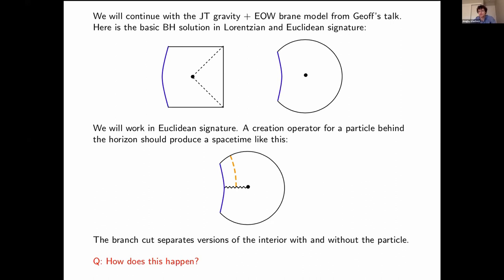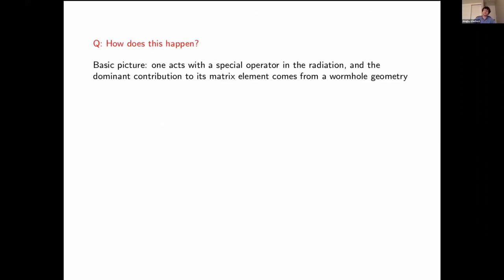I should warn you that I feel like our understanding of this is not optimal, but I'm going to tell you what we know, what we think we know, and maybe somebody can push it further. So here's the basic picture. Somebody acts with a special operator, very finely tuned, in the radiation system. And then when you go to compute some matrix element of that special operator, the dominant contribution to it comes from a wormhole geometry.